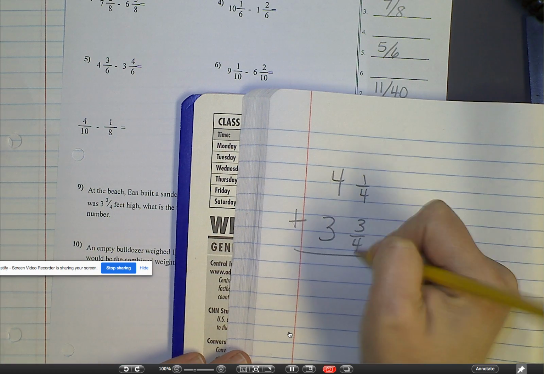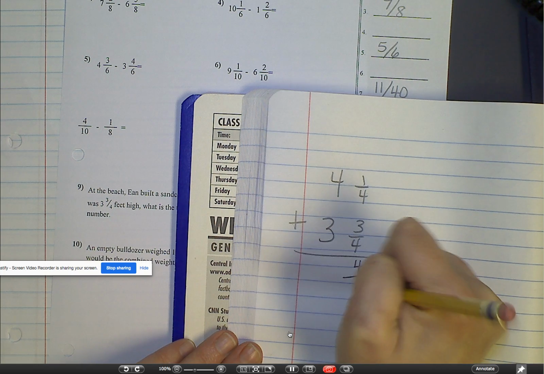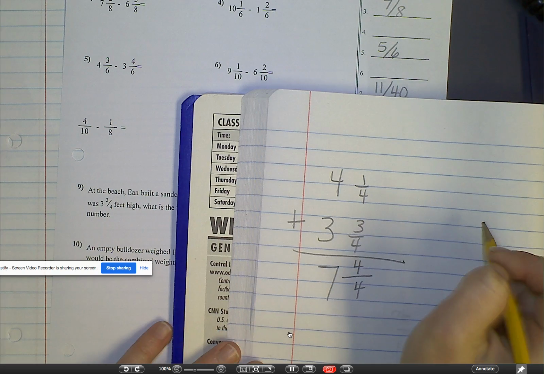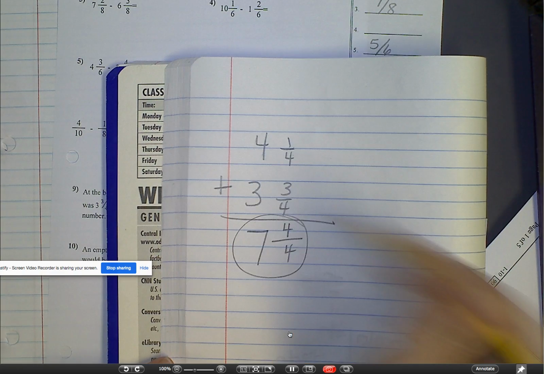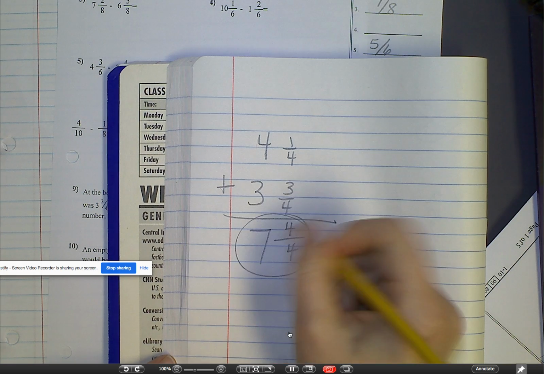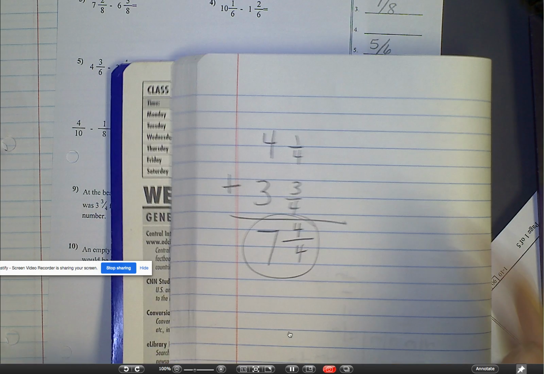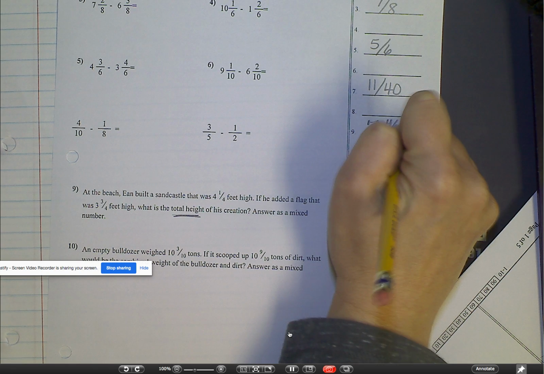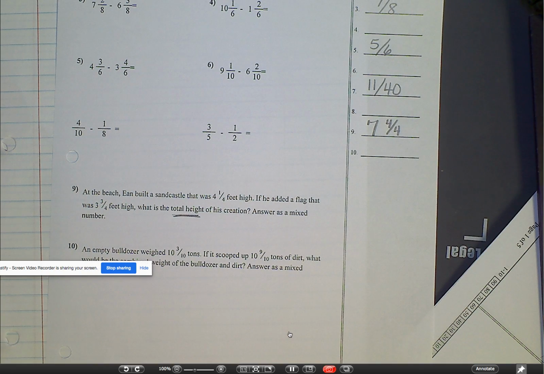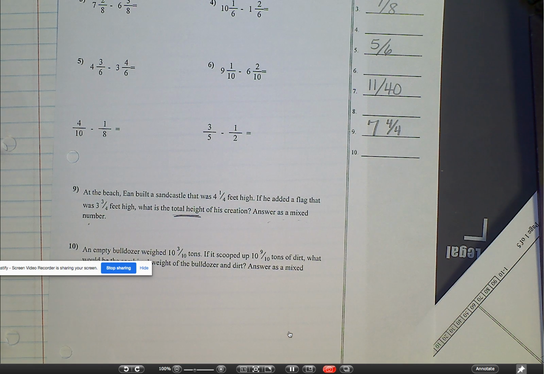All right, so I already have a common denominator, which makes my life easy. 1 plus 3 is 4 over 4. 4 plus 3 is 7. Okay, it says answer as a mixed number. So the actual answer is 7 and 4 over 4. I wouldn't probably answer it like this. I would just put 8. But because they said answer it as a mixed number, for number 9, the correct answer is 7 and 4 over 4. Okay? Because it says answer as a mixed number. Got to make sure we read the directions.